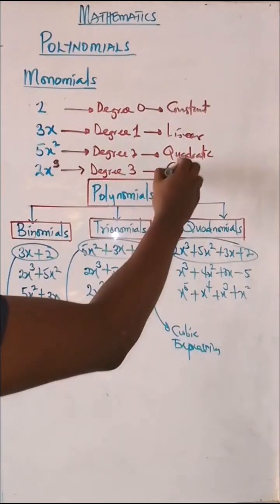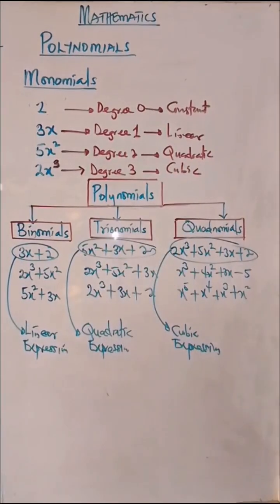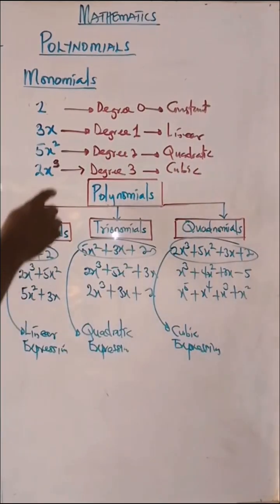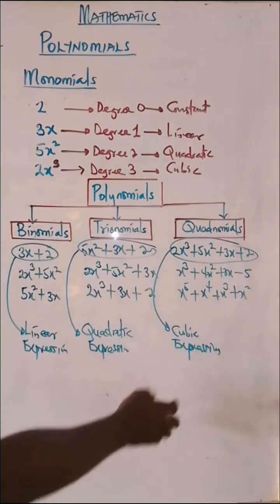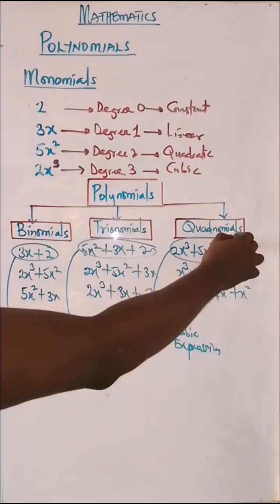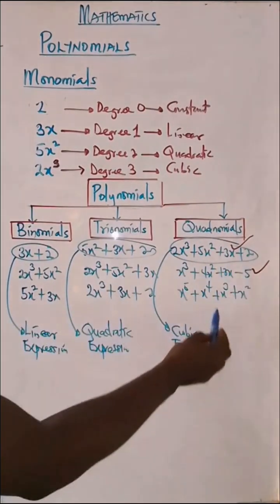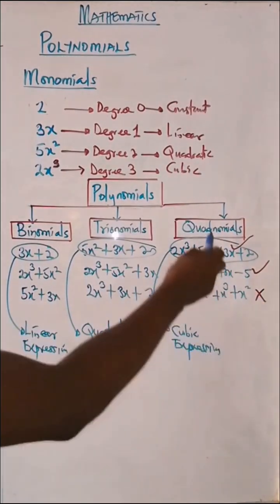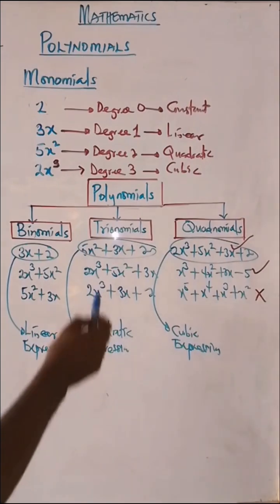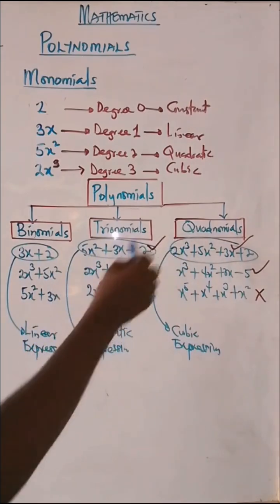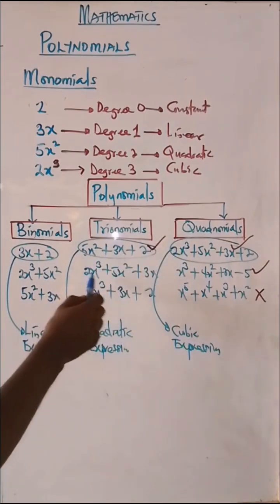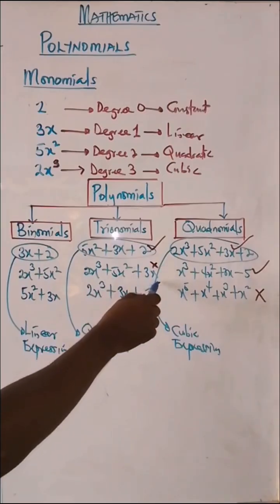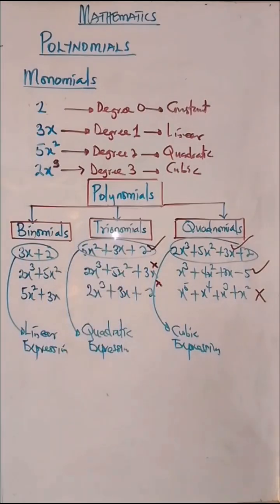This is called cubic. So for a cubic expression, the highest power is 3. So this one we have here is a cubic expression, and this is also a cubic expression. This is not a cubic expression, although it is a polynomial. Now, this is a quadratic expression, yes. These other two are not quadratic, although they are trinomials.